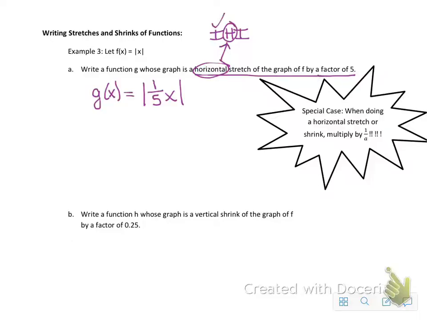Let's try that again. Almost, right? We're going to do B. So we have h, and it's a vertical shrink by a factor of 0.25. Well, 0.25 is the same as 1/4. Now, because it's vertical, the I high does not apply. So it's not inside, it's outside. And we don't do the inverse, we leave it alone. That's why it just stays 1/4.